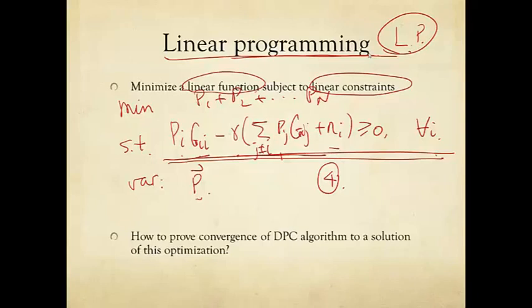In the advanced material part of the lecture, or in section 1.4, the advanced material section of chapter 1 in the textbook, we will see the proof of convergence of the DPC algorithm to an optimizer of this problem. In other words, the DPC algorithm is actually a distributed solution method to solve this specific linear programming problem in the physical context of a wireless cellular network.